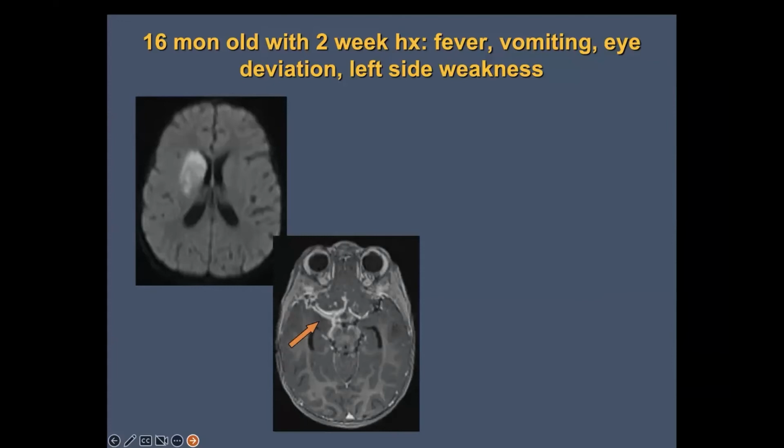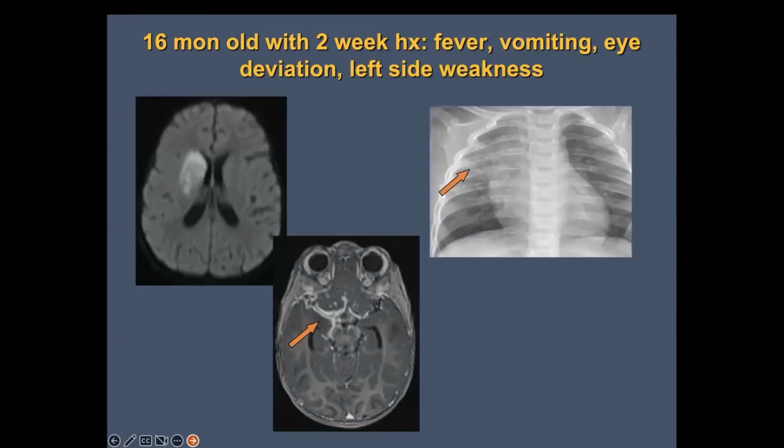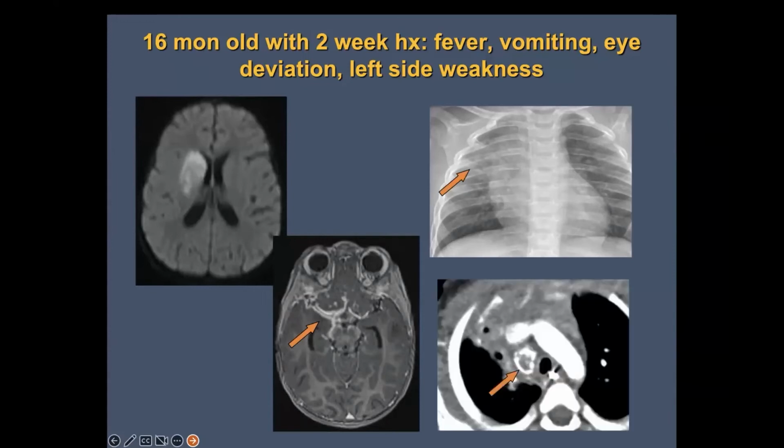When they gave gadolinium, then they could see that there was this very profound enhancement around the basal cisterns, which was starting to be a clue. They got a chest x-ray to look for TB, and in fact there was kind of an ill-defined airspace opacity in the right upper lobe, not necessarily easily visible lymphadenopathy, so that also was a fairly nonspecific finding. But with CT of the chest, you could then see the airspace disease was also associated with ring enhancing lymphadenopathy in the paratracheal region.